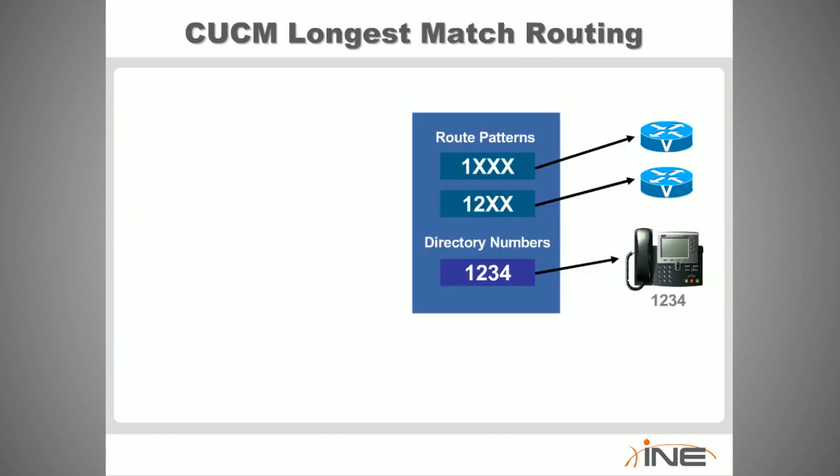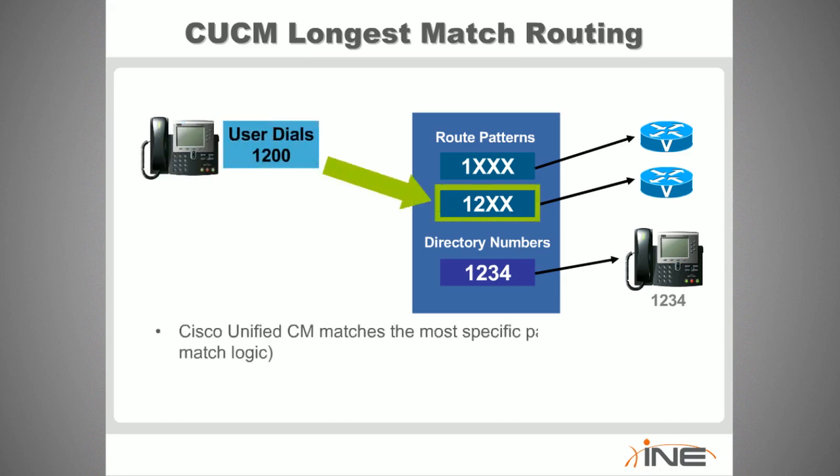Okay, so now let's take a look at longest match routing. If we have a user that dials 1200, CUCM matches the most specific pattern, the longest match logic. I've had some people ask me, is it most specific or longest match? In terms of CUCM, it considers both the same. So it is the most specific or longest match, same thing. So we've got a 1XXX route pattern that points to gateway 1, but we have 12XX that is more specific if the user dialed 1200, and that points to gateway 2, so the user would be routed to gateway 2.